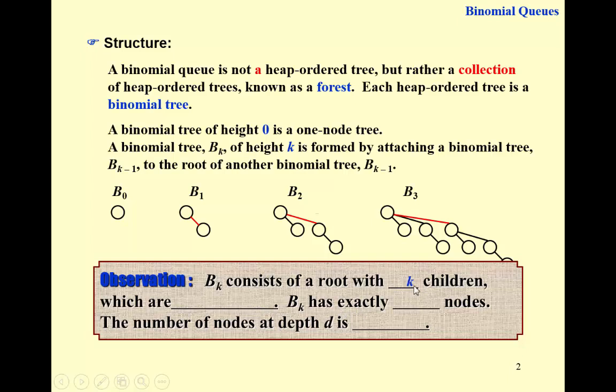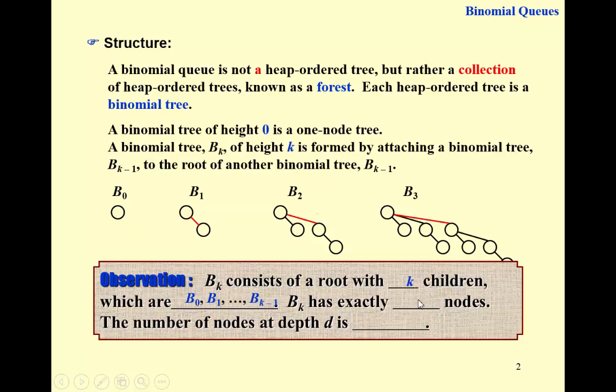What are those k subtrees? Just check b sub 3. The first subtree is b sub 0, right? And the second one is b sub 1, and the third one is b sub 2, right? So these k children are from b sub 0 to b sub k minus 1. All right, so b sub k has exactly how many nodes?